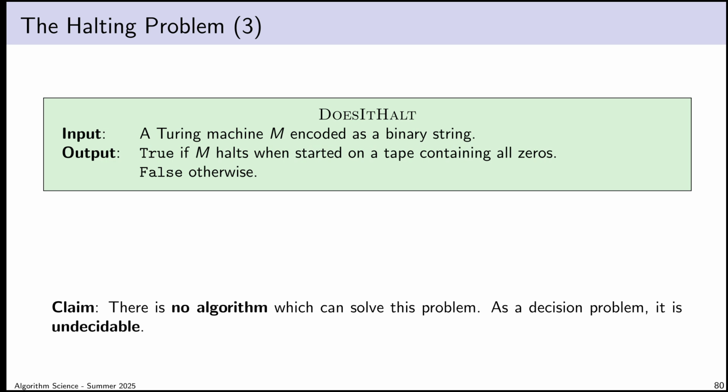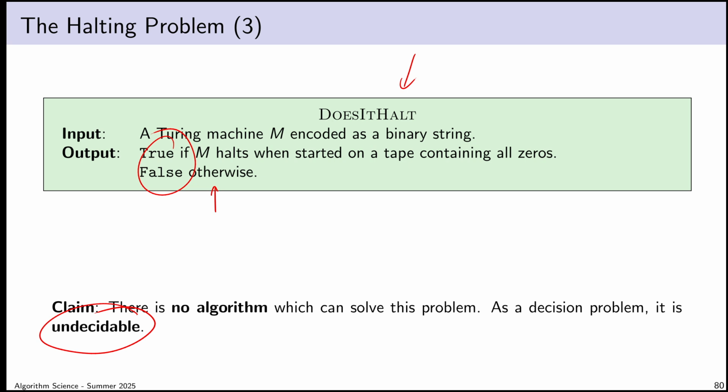Here is my claim. There is no algorithm which can solve this problem. You cannot write an algorithm that will give you an answer for every Turing machine that I could provide. It is impossible. And so if we think about this in terms of the fact that it's a decision problem, we have a word for that. It is an undecidable problem. This is something that is beyond the capability of computation. No computer, not even the most powerful computer in the universe, could ever give a correct answer to this question in all cases.